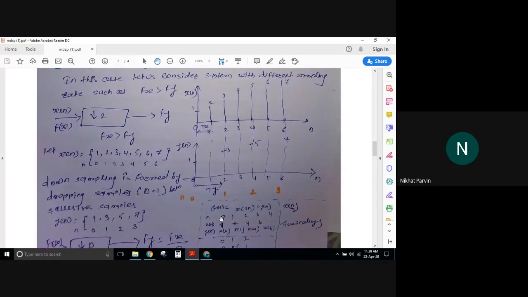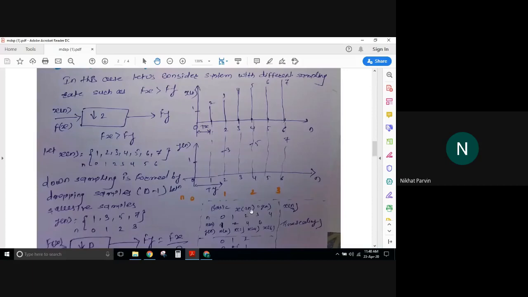Now when n equals 1, what happens? x of 2. You concentrate here, I'm saying x of 2, I'm not saying x of 1. I have kept the value of n equals 1.